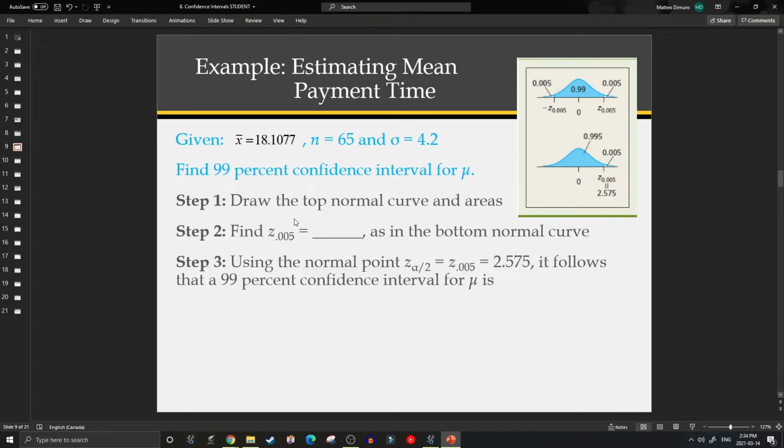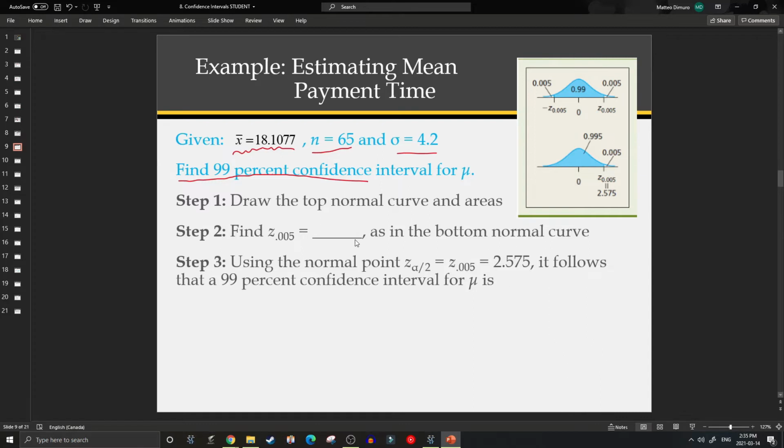Okay. We're on to the next slide. So let's actually go ahead and try out the question. So confidence intervals aren't very big questions, but they're neat little questions. Like, what do we got? Estimating the mean payment time. This is sort of like a recurring example in the textbook, but we got an X bar waiting time of 18.1077 minutes, 65 samples, and we know the population standard deviation. Then it says find the 99th percent confidence interval for mu.